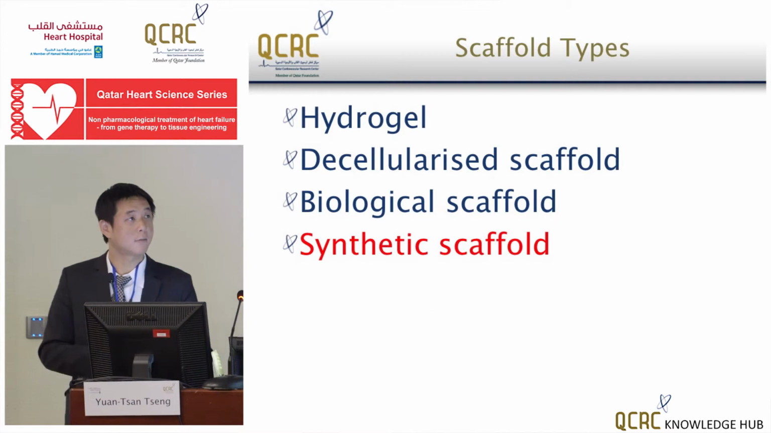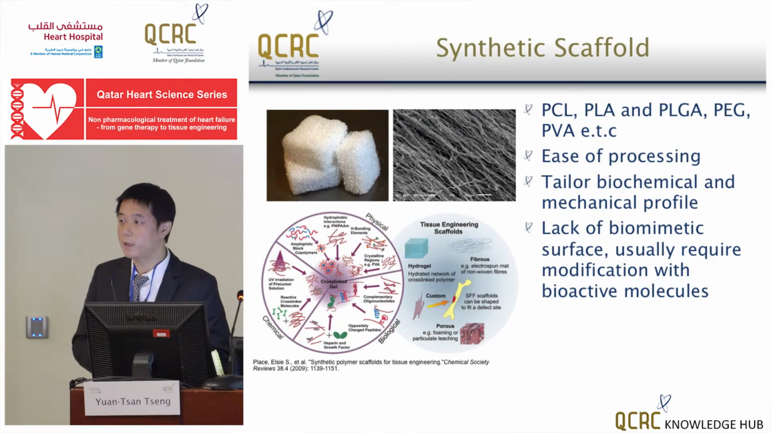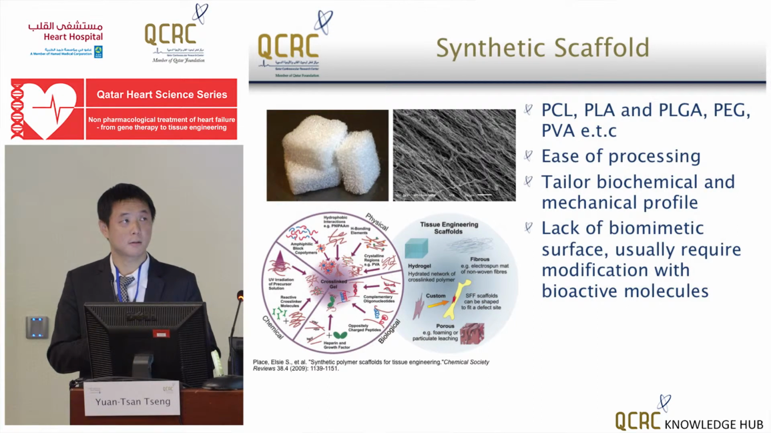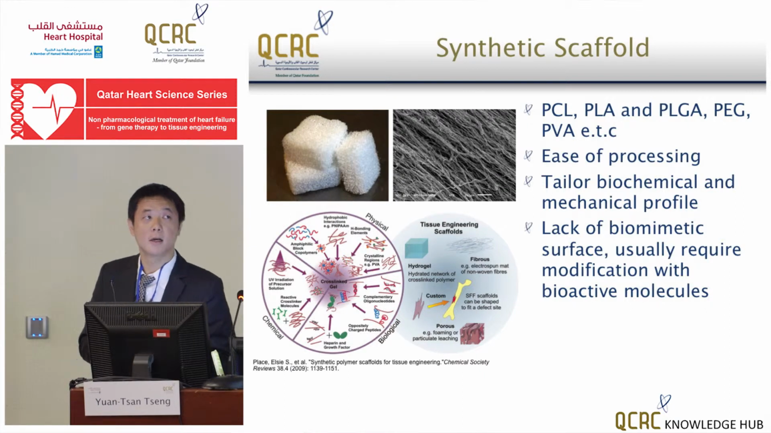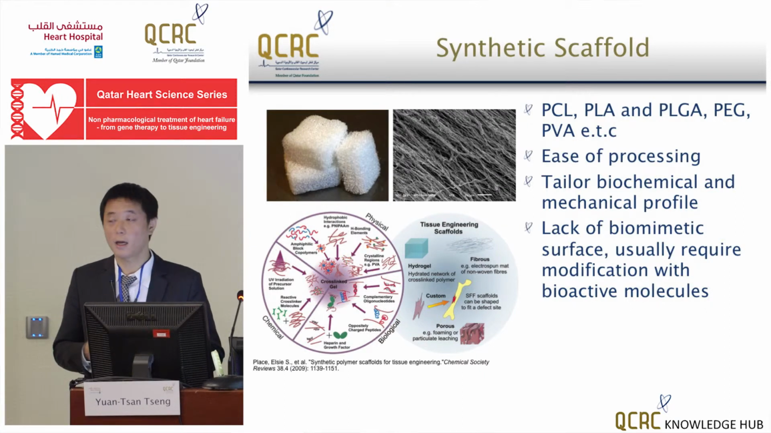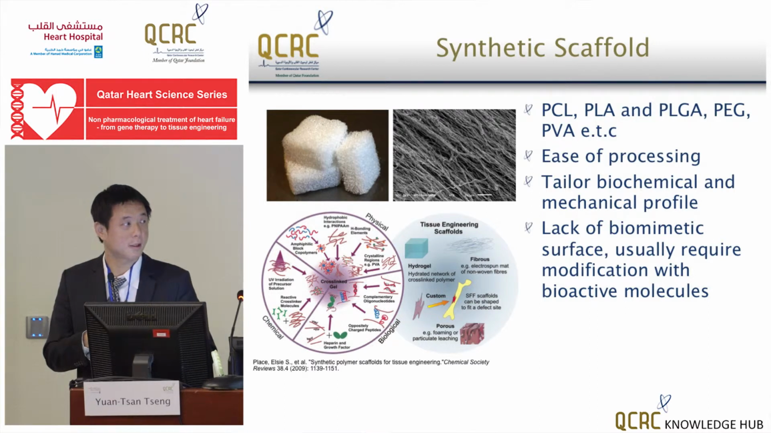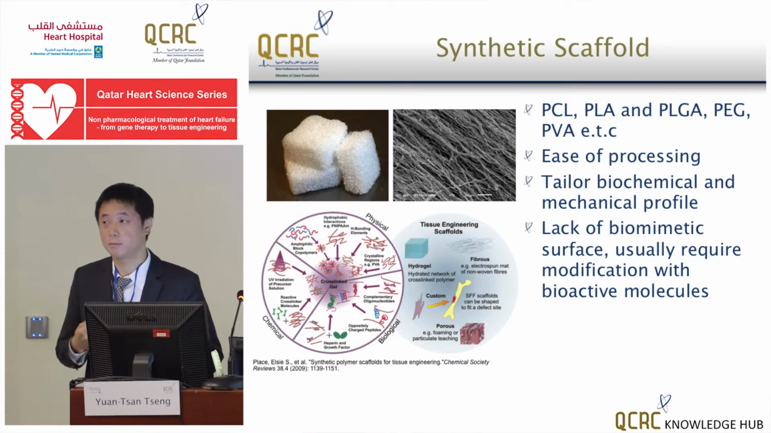And the last type of scaffold I will introduce is synthetic-based scaffolds. These are scaffolds made of synthetic biomaterials, for example, polycaprolactone, polylactic acid, PEG and PVA. They have the advantage of being fairly easy to process, and lots of existing processing methods exist. And you can tailor their biomechanical or biochemical profile by using porous nanofibers, or by introducing different physical properties, chemical properties, or molecular biological signals into the scaffolds as well.